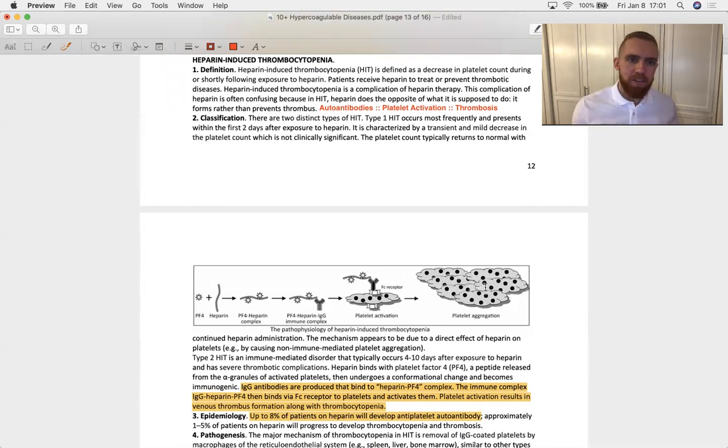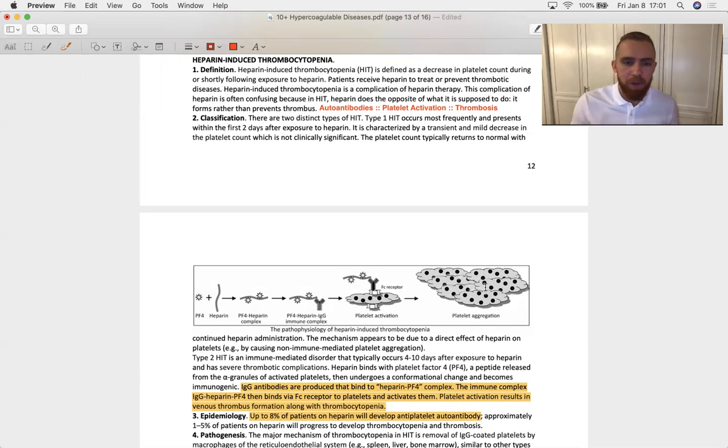So you give somebody some heparin, you slap some heparin on them, you think, okay, they're not going to clot, and then they end up clotting. That's what this is. So why do they clot? Well, you start making antibodies against platelets. Okay, well, why do they clot? Because the antibodies activate the platelets. Oh, okay, I got it. That's why they clot. So then why do you make these autoantibodies?